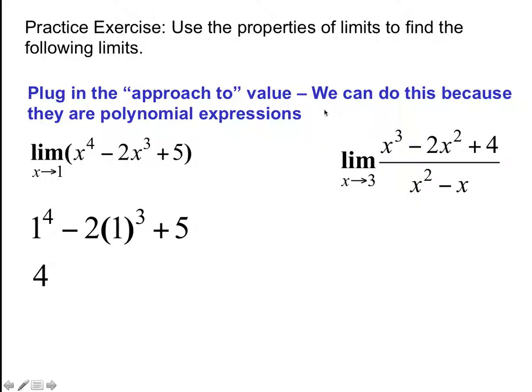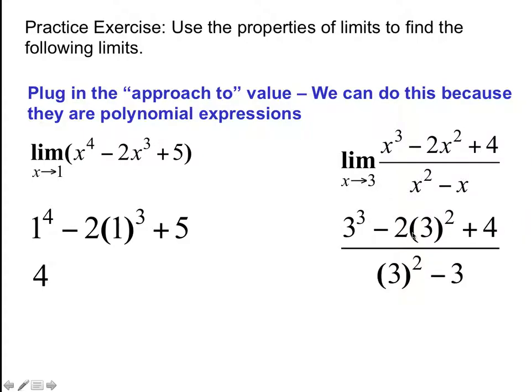Now let's take a look at this. Can I plug in 3? I was going to try it, and sure enough, when I plug in 3, I get a top of 13. So I've got 27 minus 18 plus 4, and I get a bottom of 6. So I get a finite value. The limit of this rational function as we approach 3 is 13 over 6. So sometimes we can just plug it in, which is really helpful.